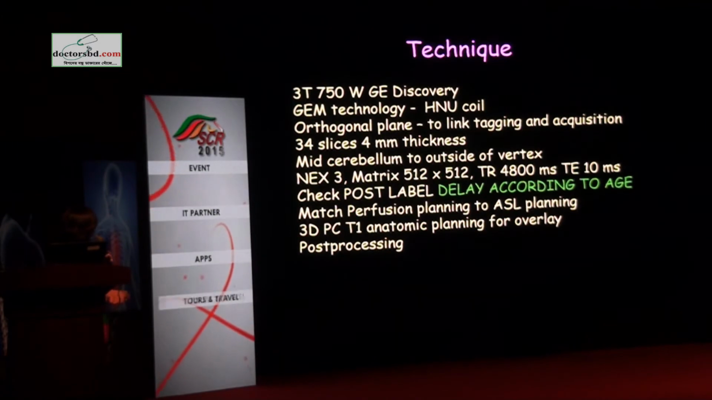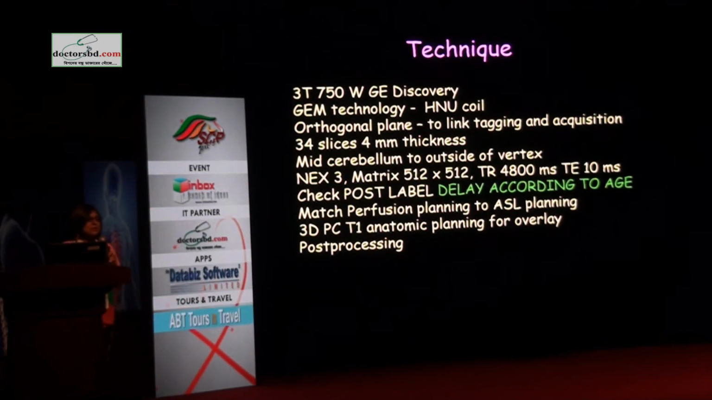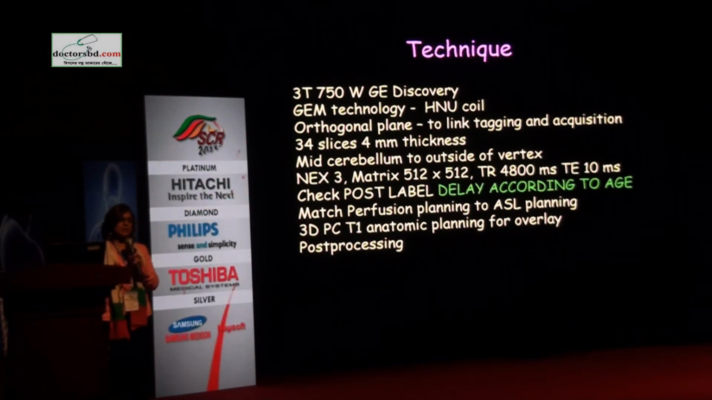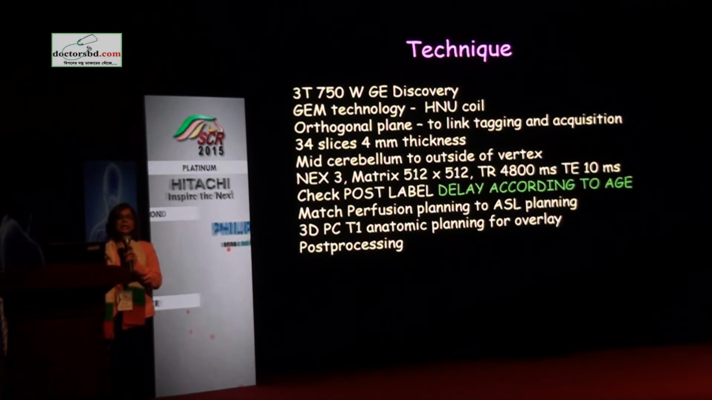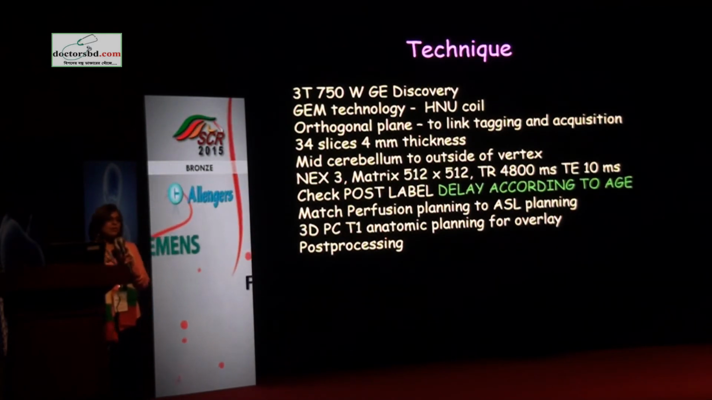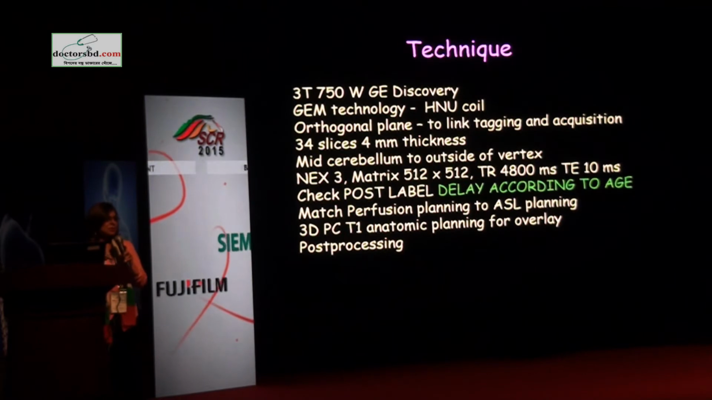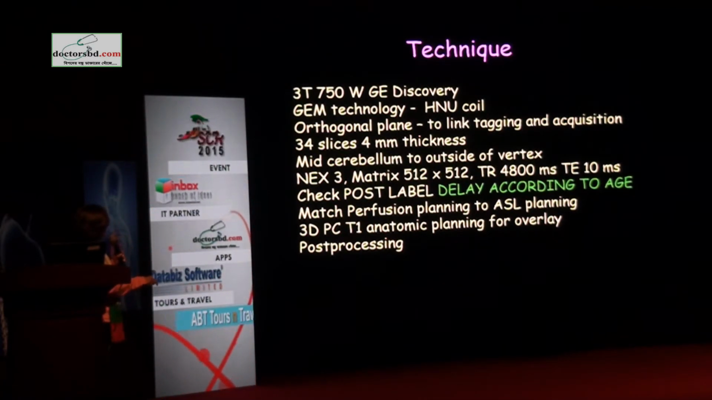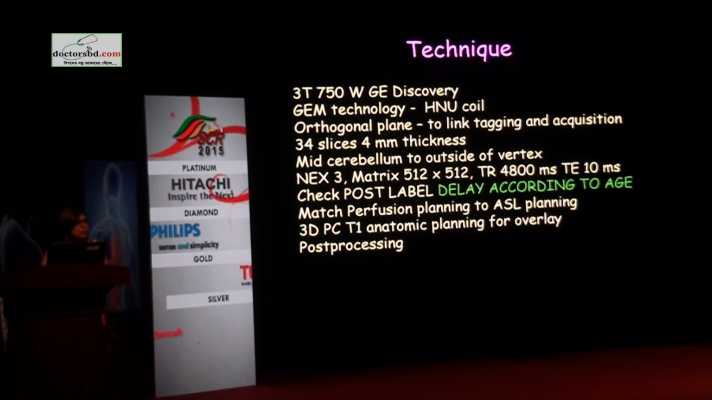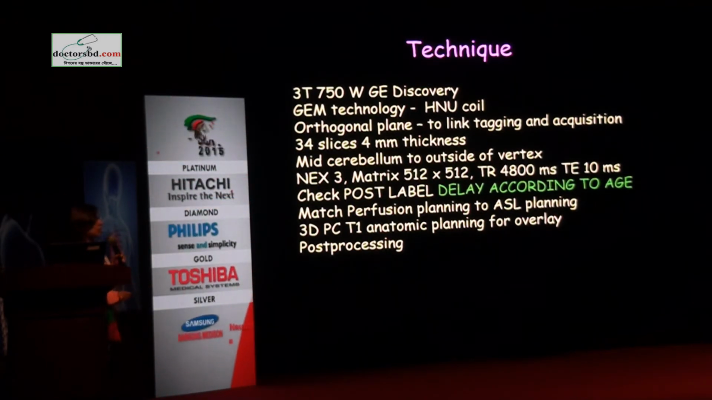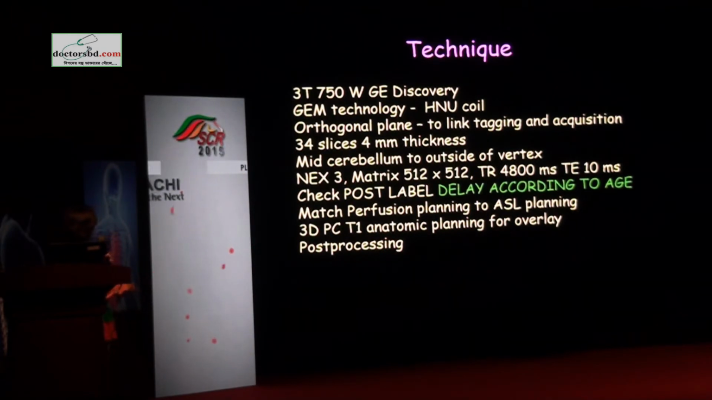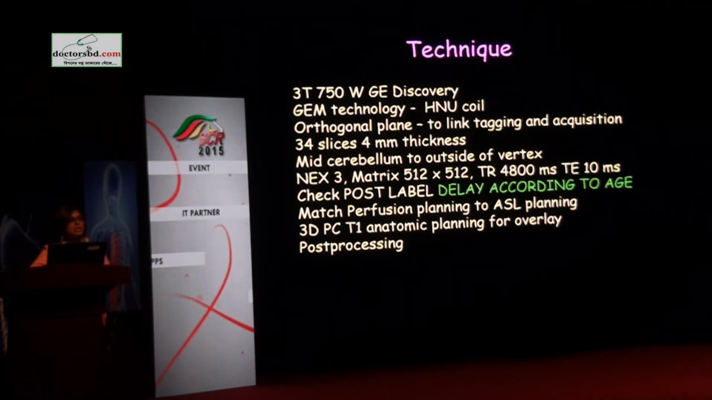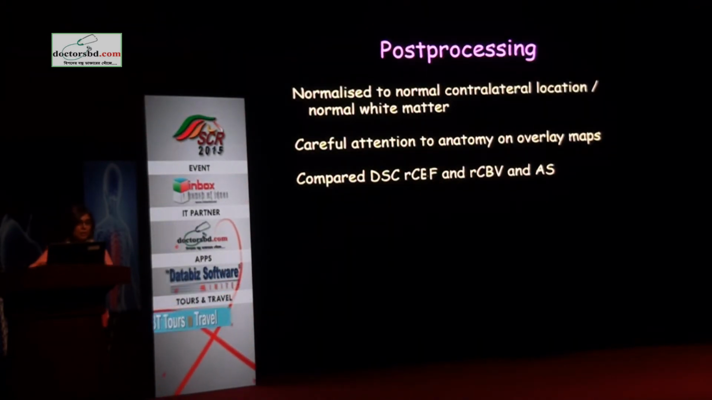This is important: post-label delay according to age. That means the vendor will give you specific values which you need to insert. Train your technicians to insert it in the box, because without that we will have some errors. Children have different values, elderly have different values, and middle age have different values. So there is a set of 5 values which you must make sure that the technician is tuned to putting into the box. And if you want to learn for your own sake, then you must match the perfusion planning to the ASL planning till you get confident about replacing one with the other.